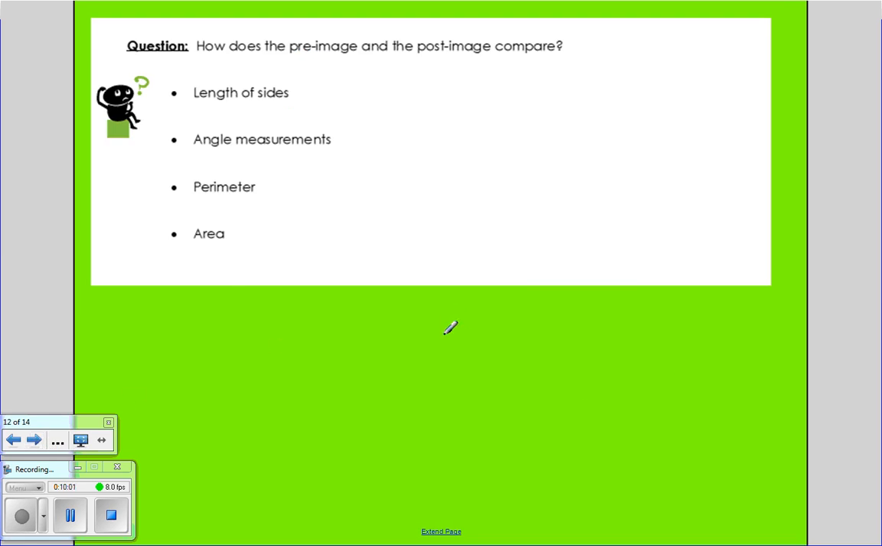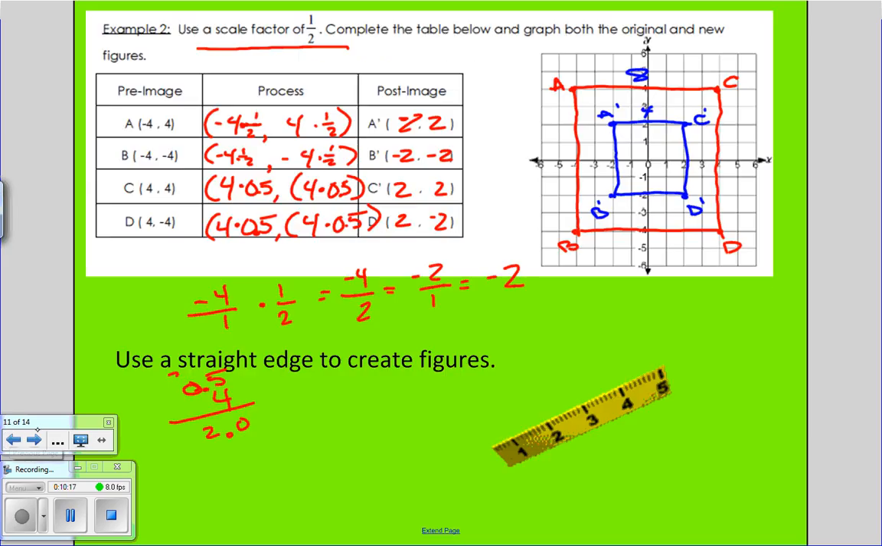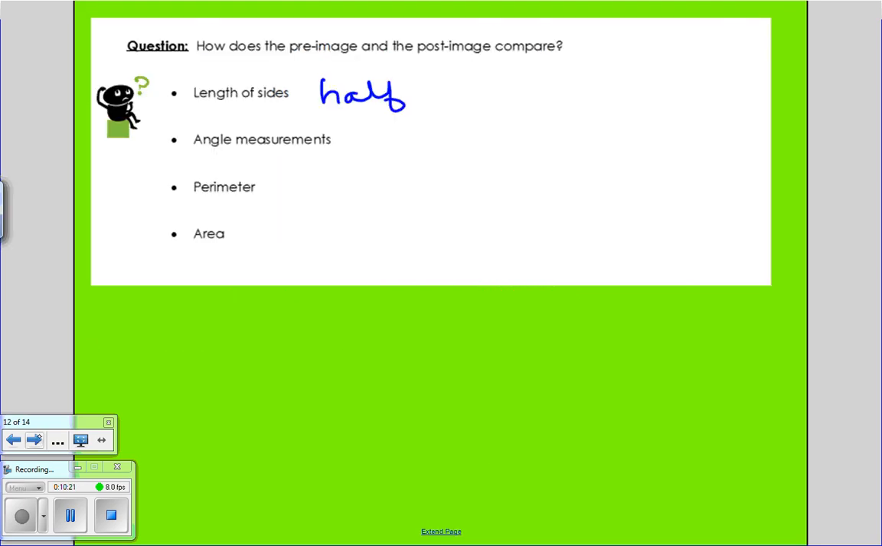Now, I want you to answer these questions in your notes. How did the pre-image and the post-image compare? According to the length of sides, we just said it was half. What about the angle measurements? Okay, so the length of sides is half. What about our angle measurements? They're still all 90 degrees, so the angle measurements are the same.